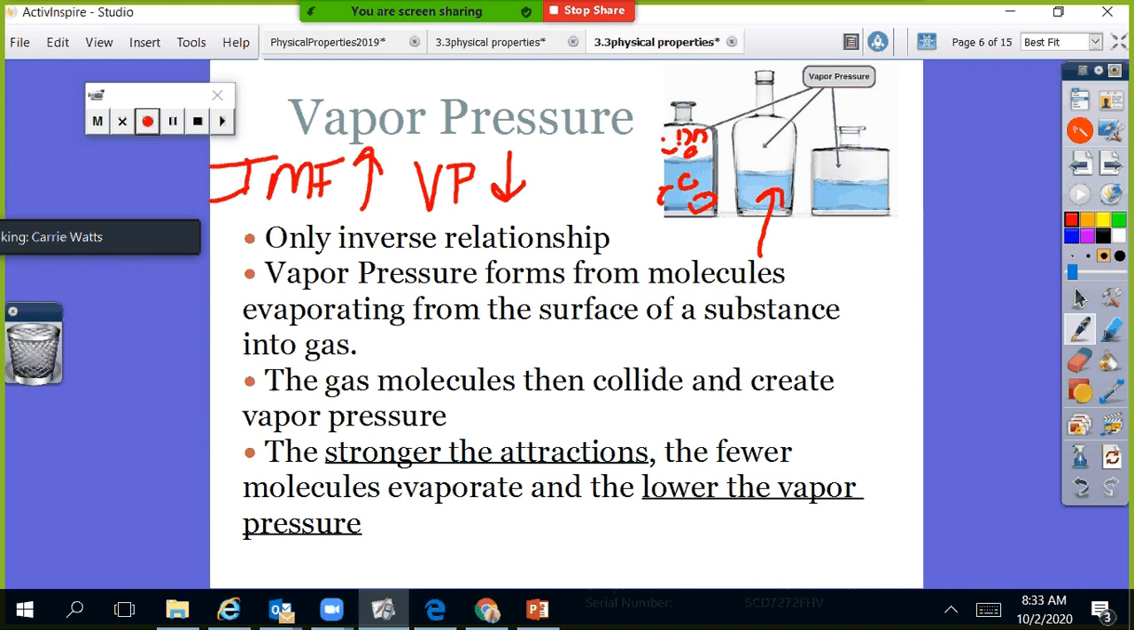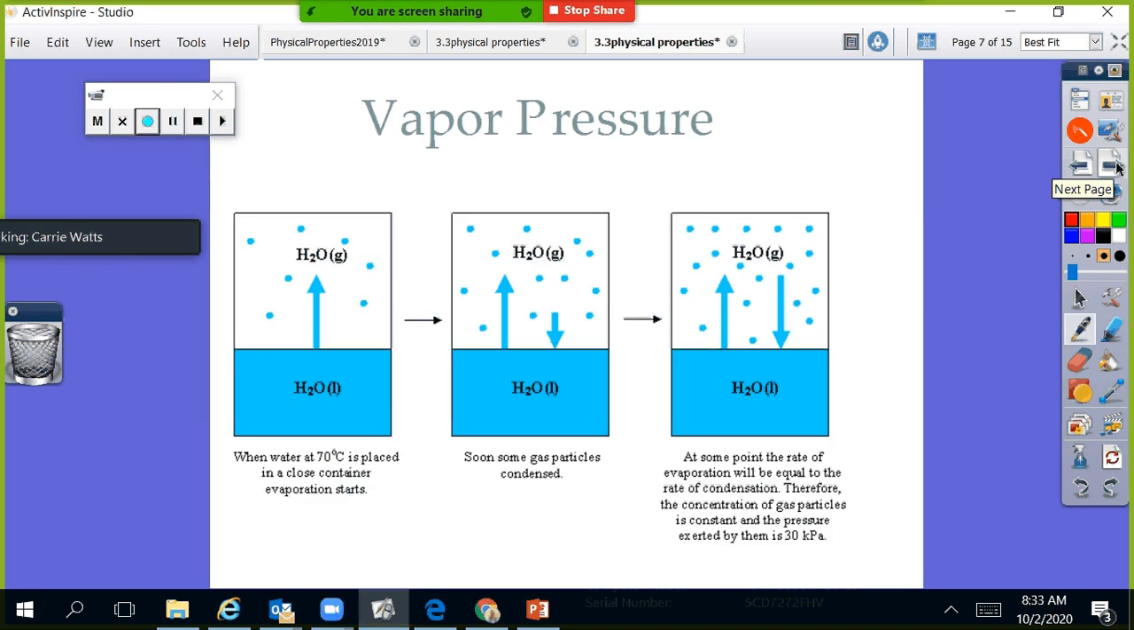Let's look at another picture just to make sure it's clear. Think about water. Little gas particles will escape. They will start hitting the walls, hit each other, and they create their own vapor pressure. If the intermolecular forces are really strong, there'll be very few particles up there. And one thing that's important to understand is that as temperature increases, vapor pressure increases. So that's a direct relationship. You can increase the vapor pressure by increasing the temperature.